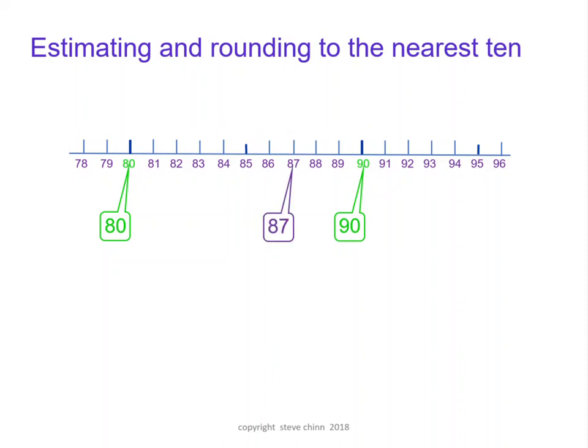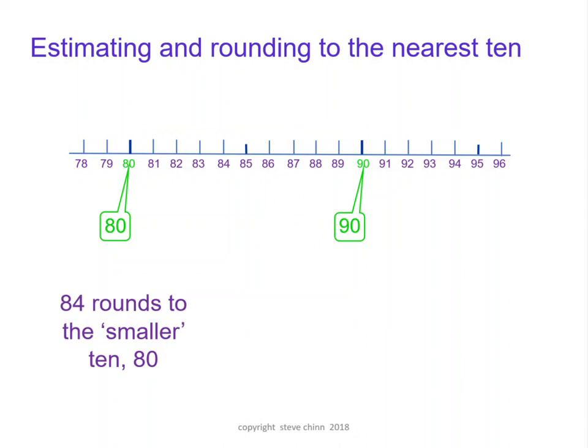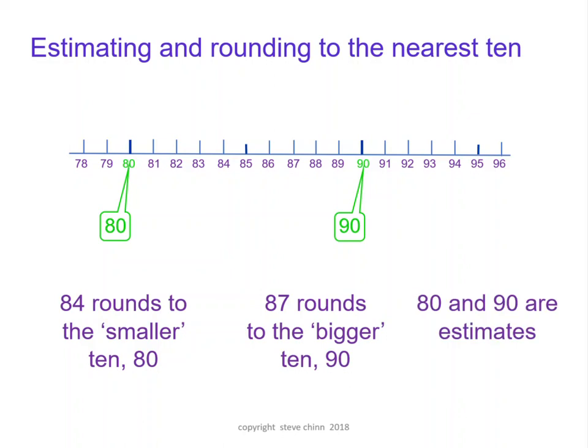Okay, let's do another example, 87. Well, even before I put the little arrows up, you can probably see that it's closer to 90. So I'm going to round the 87 up to the 90, so a higher value. So that's my rounding. So 84 has rounded to the smaller value 10, 80, and 87 has rounded up to the bigger value 10, 90. 80 and 90 are also estimates, so we've rounded, but they're also estimates.